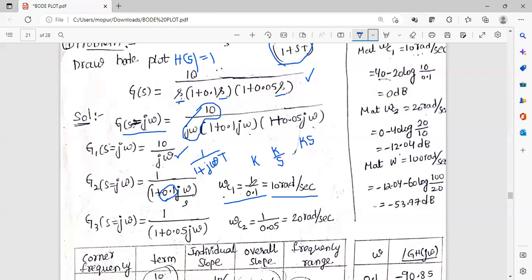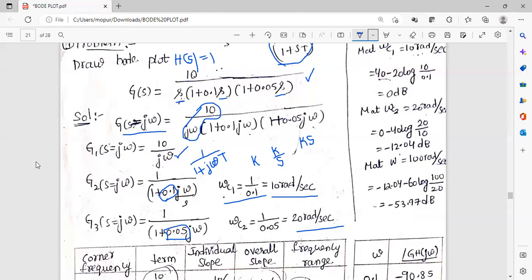Then the next component is 1 by (1 plus 0.05 j omega). Here, this is the t. Again, we need to find the corner frequency. So 1 by t, 1 by 0.05, which is 20 radians per second. So now we have found out, the first step, we should find G of S into H of S. Then we should check whether it is in the time constant form or not. Then replace S with j omega. Then extract the components. Find the corner frequency of each component.